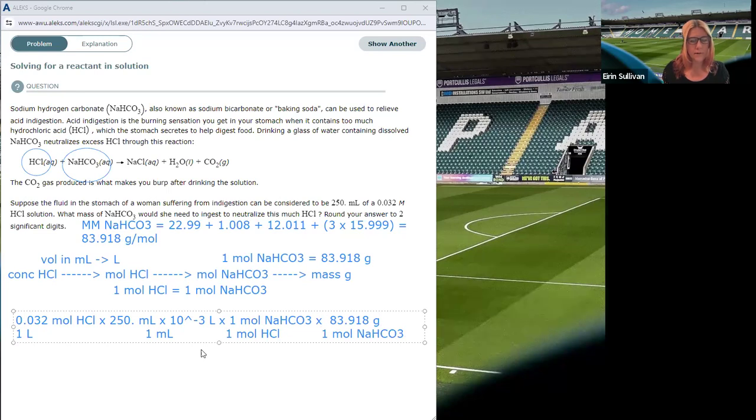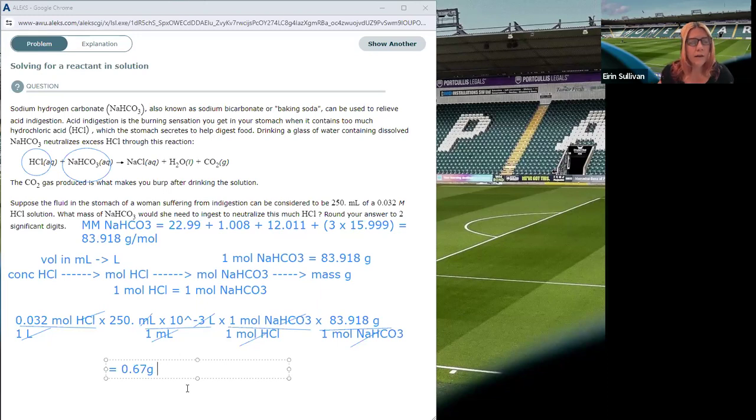So what do we got here? Make sure everything is cancelling. Oh, whoops, that milliliter got a bit lost there. So liters cancel, milliliters cancel, moles of HCl cancel, moles of sodium hydrogen carbonate cancel. What do we have? 0.032 times 250 times 10 to the power of minus 3 times 83.918 gives me 0.6713 and so on grams, and we're asked for 2 significant digits. So boom, there we have it.